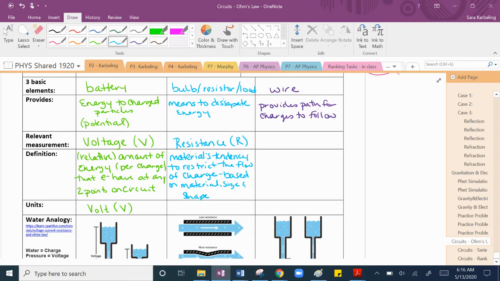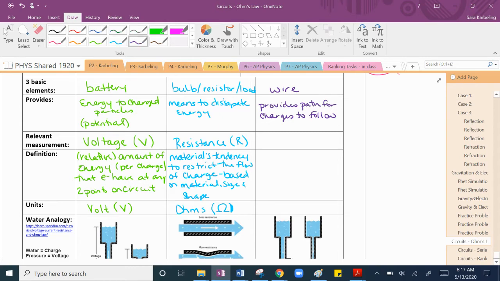Resistance is measured in ohms. It's OHM, named after a guy named Ohm, okay? And the letter that we use to represent the units of resistance is a capital omega. So welcome to a new Greek letter for you. Omega is the last letter of the Greek alphabet, and that's the capital version of it, okay? And then we get to learn to write something new, which is fun.